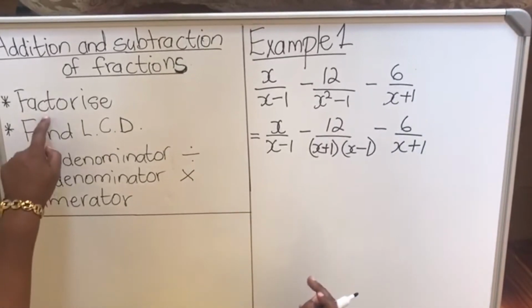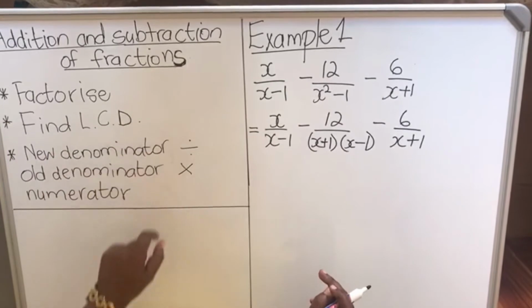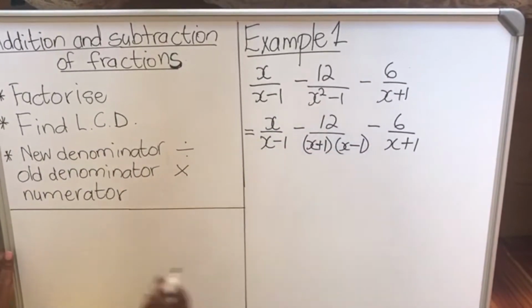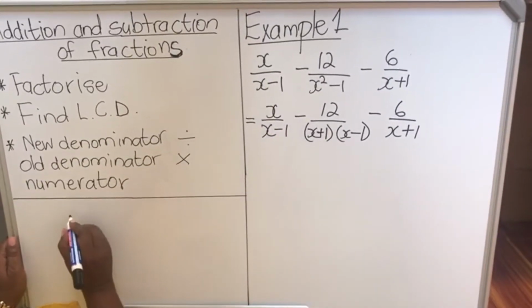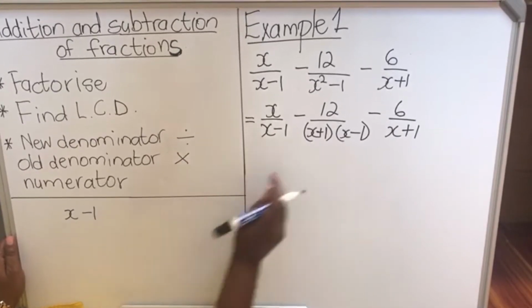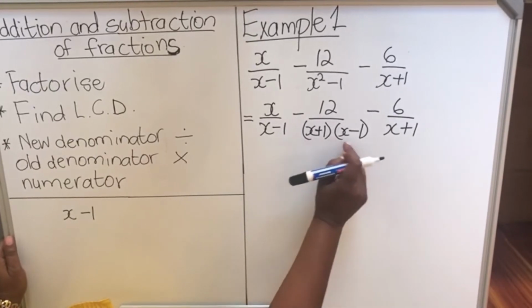Right, we've done this part, factorizing. So now we're going to find the lowest common denominator. What you do, you take each denominator. I'm going to write it here. The first denominator is x minus 1. So I'll have x minus 1. Right? For the second denominator, I have 2 binomials. I have an x plus 1 and x minus 1.